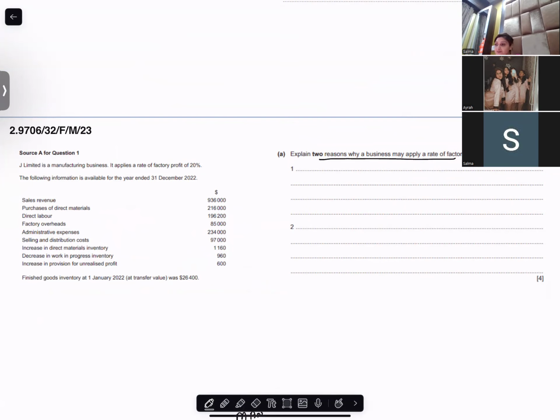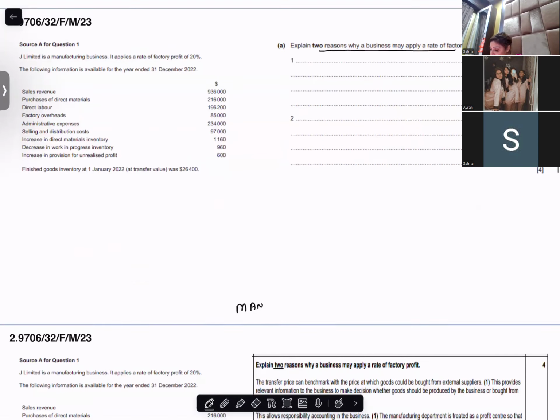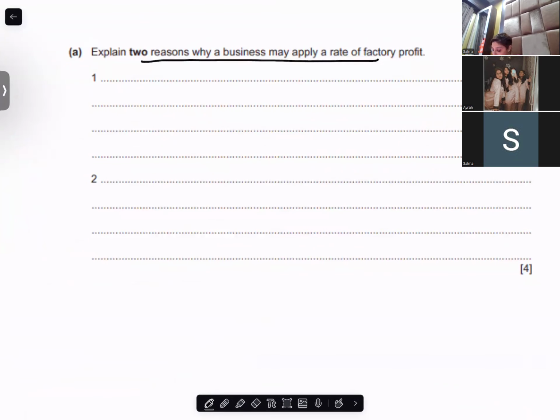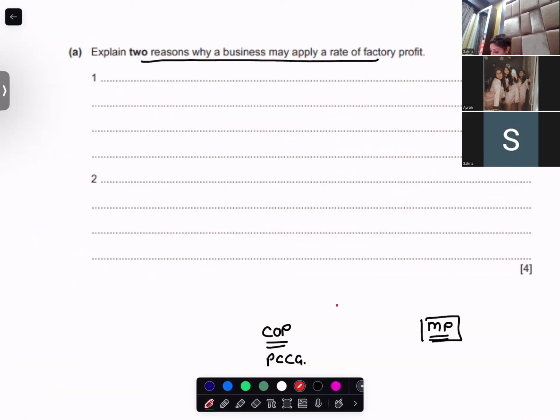So what's the first question? Explain two reasons why a business may apply a rate of factory profit. So can you tell me what is factory profit? Factory profit is basically the difference between the market price and the price that you made it for. So that means it is a difference between the cost of production, that is the production cost of completed goods, and the market price of the goods that you get in the market. So in between what you apply is the factory profit.